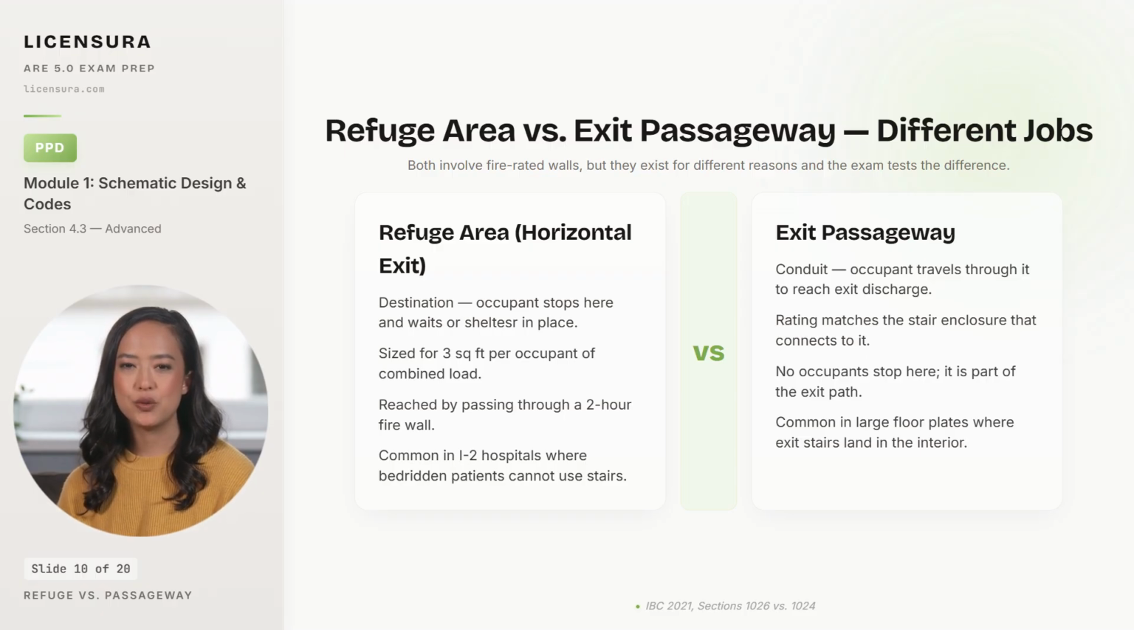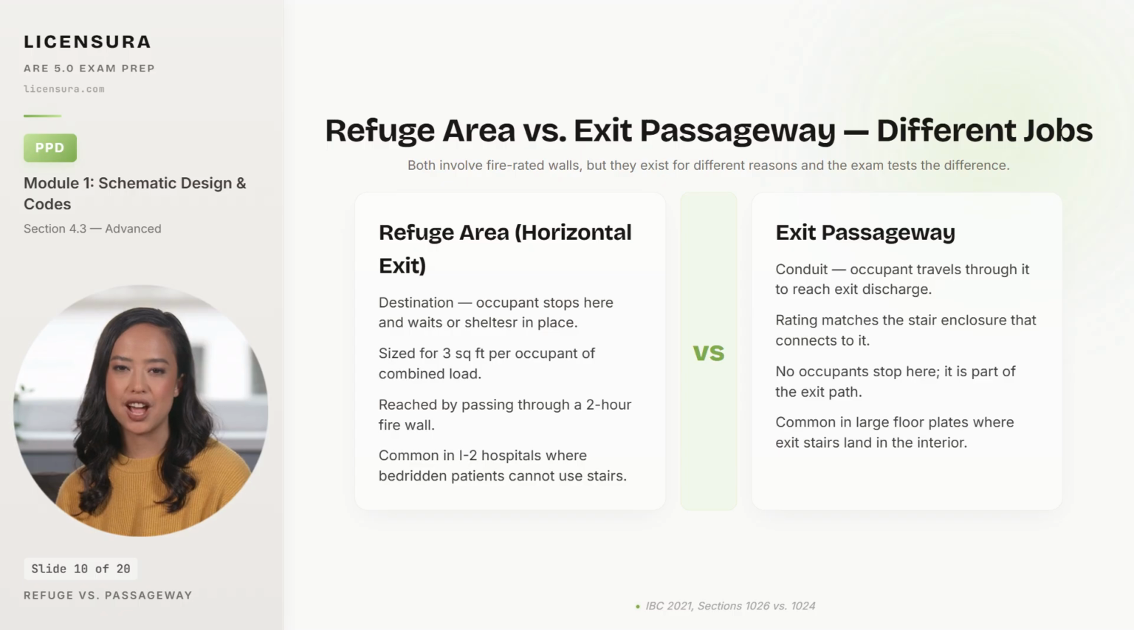The square footage rule of 3 square feet per occupant of combined load reflects that role. The space must hold people, not just route them. An exit passageway is a conduit. The occupant walks through it on the way to discharge, never stopping. The rating matches the stair enclosure rather than the compartment separation logic.